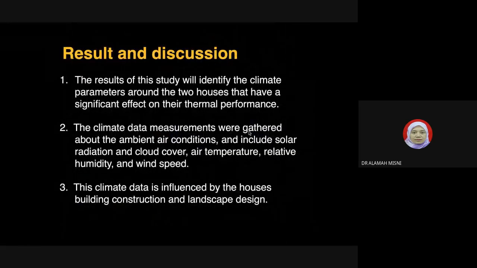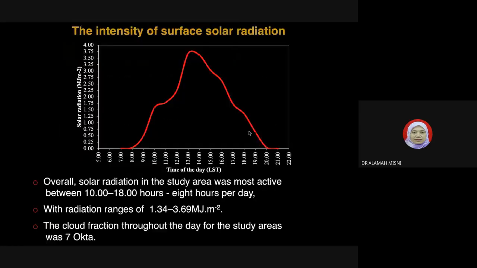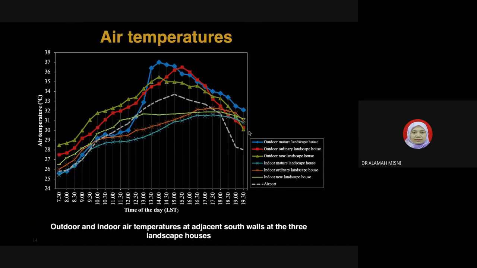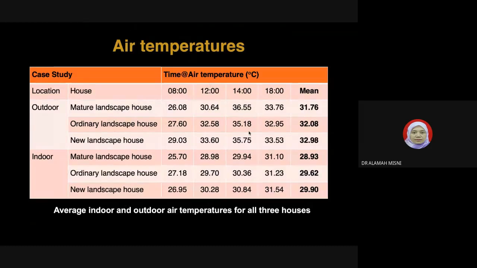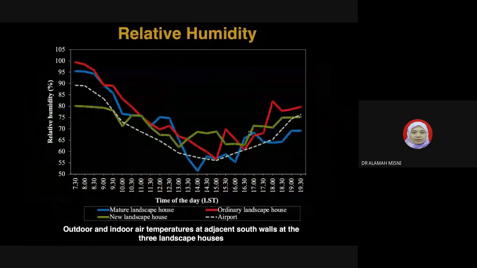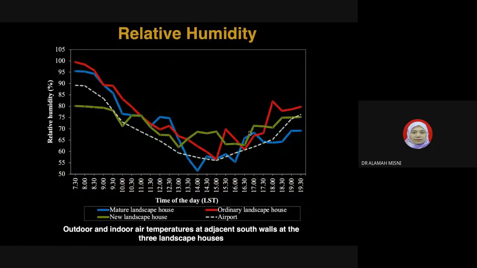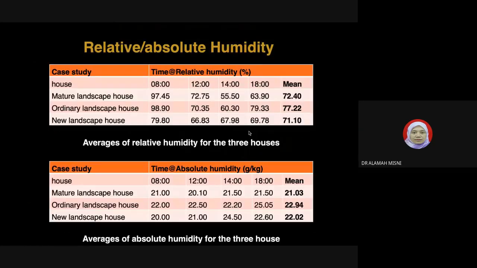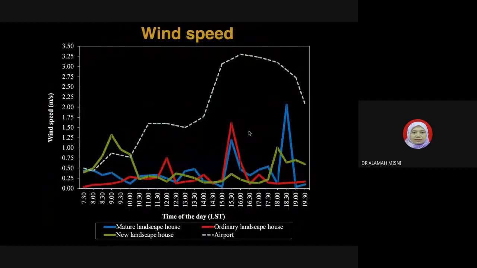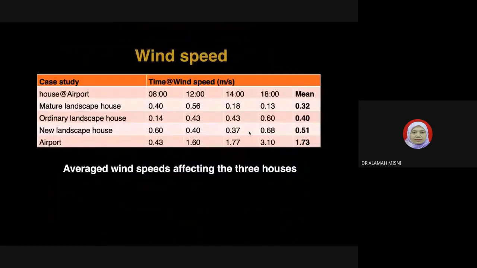And yeah, this is the result and discussion for this chapter. Next. So this is the finding. Next, the temperature between the three houses, and then this is the temperature, relative humidity, absolute humidity. Next, wind speed, and I did validation with data from the airport for wind speed.